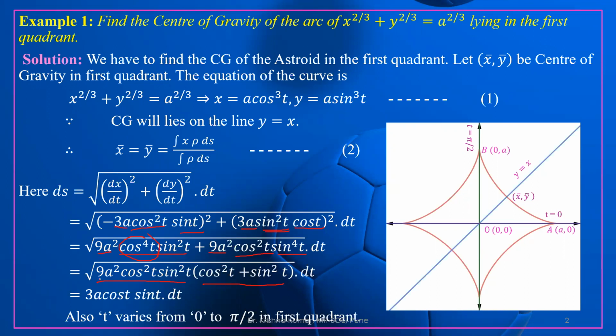Now what is the root of 9a square cos square t sin square t? The root of 9a square is 3a, the root of cos square t is cos t, and the root of sin square t is sin t. So what is the value of ds? ds is equal to 3a cos t sin t dt. So we can substitute this value over here. And in the first quadrant, t varies from 0 to pi by 2. So the limit of t is 0 to pi by 2.